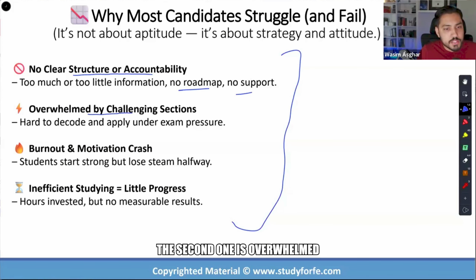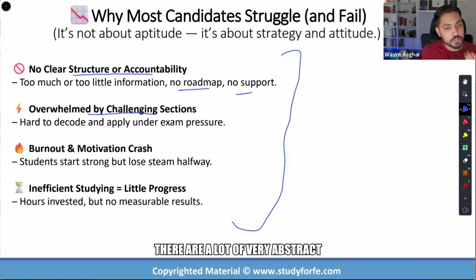The second one is being overwhelmed by challenging sections. I'll give the PE exam example now, PE power. When you start studying for the PE power exam on your own, the very first section that you start out with, measurement instrumentation, starts with instrument transformers. You open the reference handbook, and instrument transformer is not even mentioned.